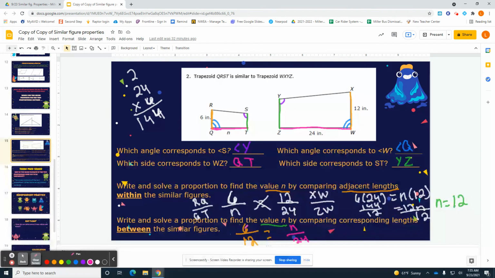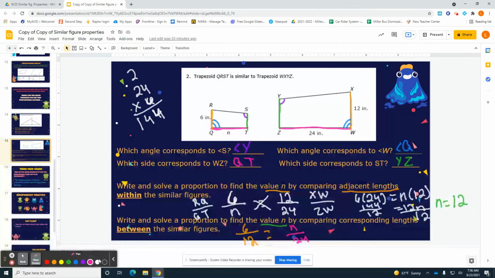And so even though I'm comparing sides here, if you look, my proportion still matches on top. Here, my ratio is corresponding sides, one on top of the other. And then here, across on my proportion, I have the same shape. So it's the 6 from the smaller one and the n from the smaller trapezoid, and then 12 and 24, which are from the larger trapezoid. So they match going up and down and across as well.